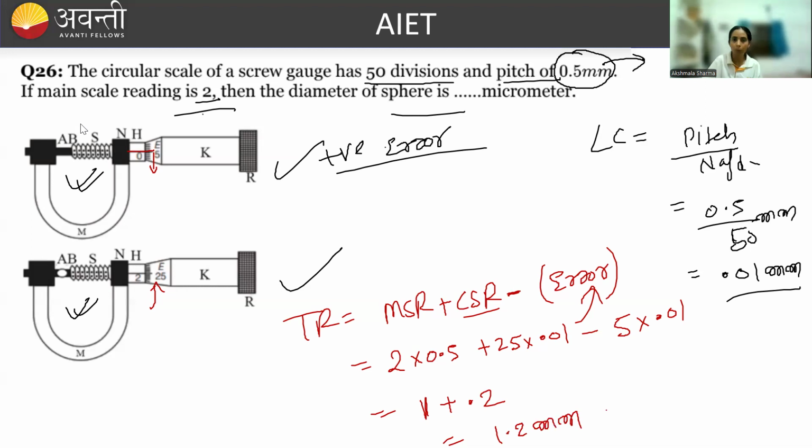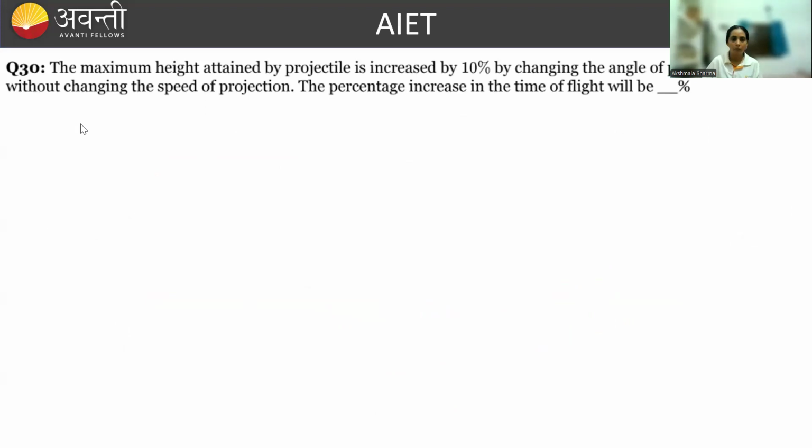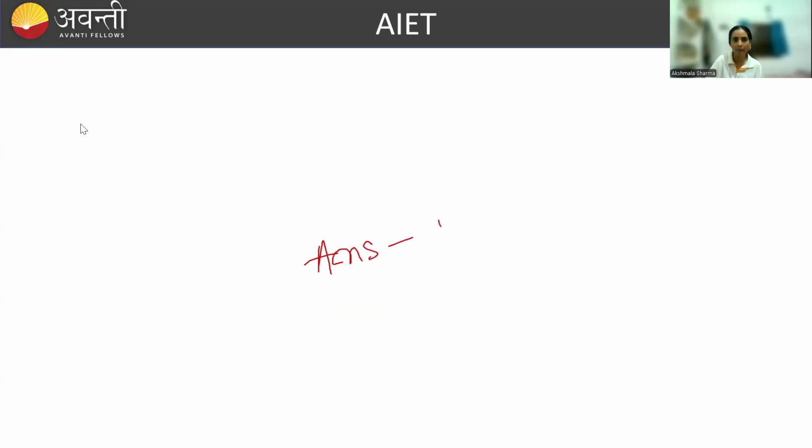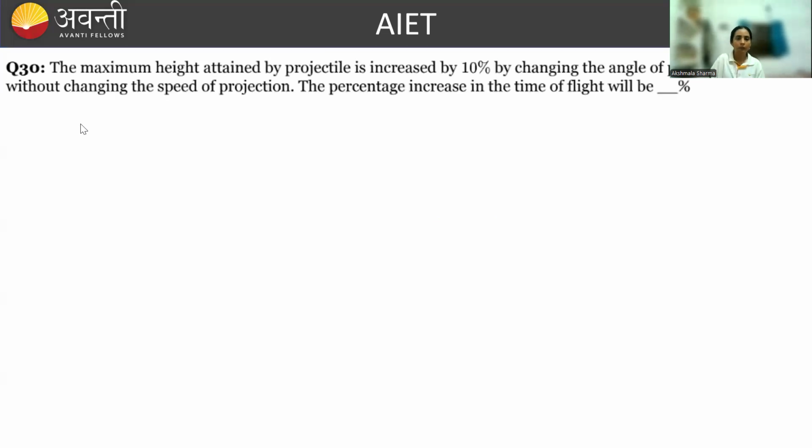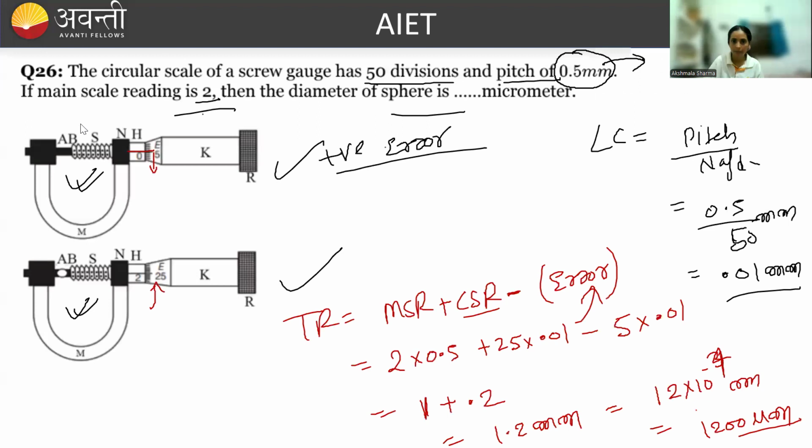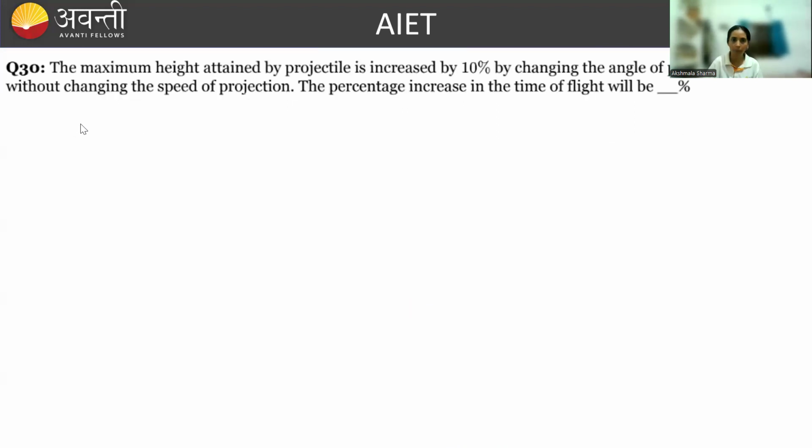We have to write it in micrometer. So this is 12 into 10 to the power minus 4 meter. So if we have to write in micrometer, this will be 1200 micrometer. So this is your answer. Okay. So if I write for you the answer, then this is 1200 micrometer. Correct. Because I feel like I've done it correct. Yes, this can be written as 1200 into 10 to the power minus 6, so that is 1200 micrometer.